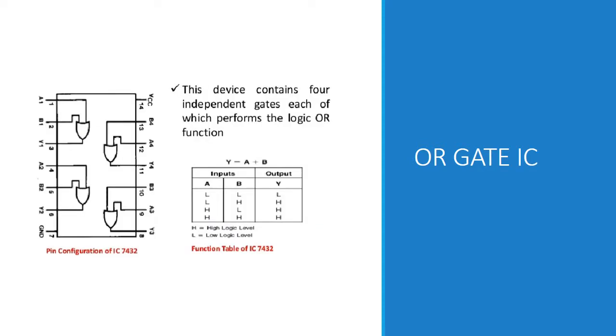This device contains 4 independent gates, each of which performs the logic of OR operation. So this is the IC of the OR gate. Its number is 7432.